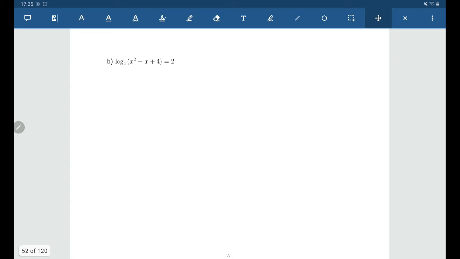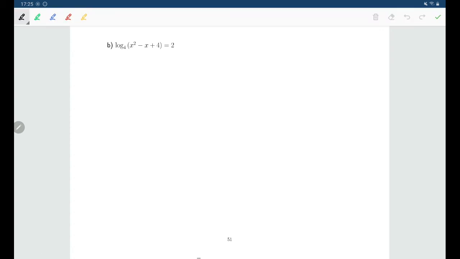All right, let's do another one. We have log base 4 of x squared minus x plus 4 is equal to 2. So first off, I can rewrite this as the exponential equation. 4 to the power of 2 equals x squared minus x plus 4, switching the x's and the y's. And then this has just given me a nice little quadratic equation to solve.